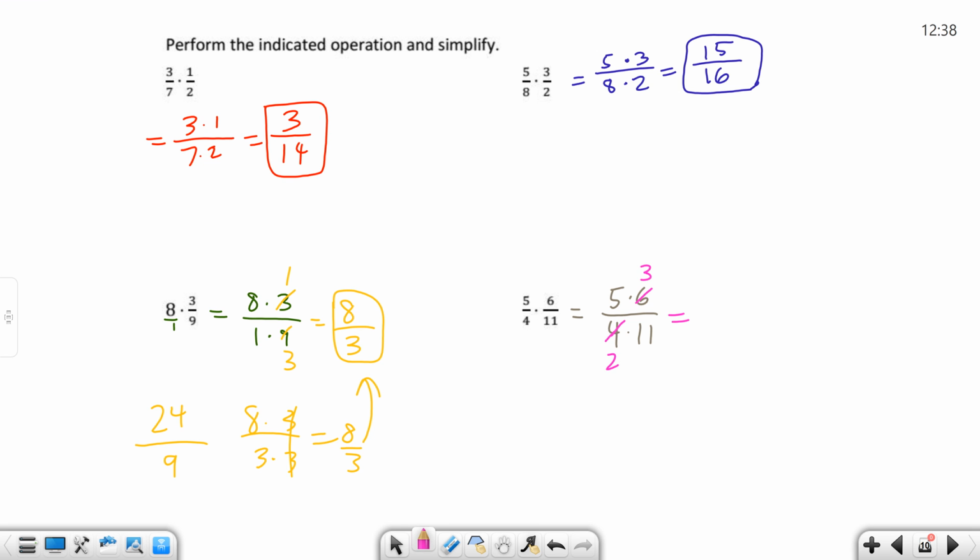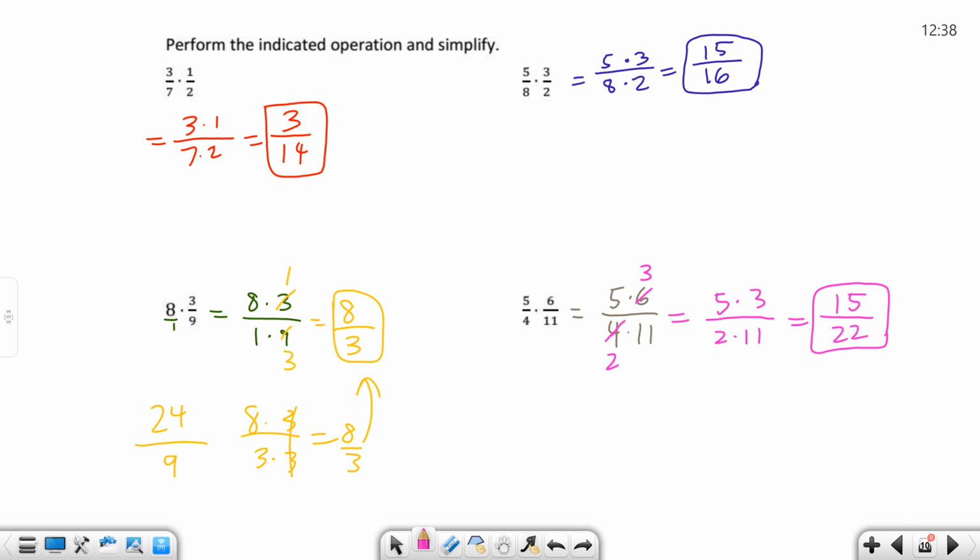So now when I multiply, I'm going to write this down. You don't have to show this step. 5 times 3 over 2 times 11, right? Because the 6 and the 4 are gone, they changed to 3 and 2. So this is going to be 15 over 22. You could do that in your head, as far as not writing that step down, okay?